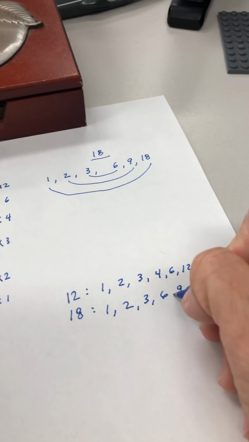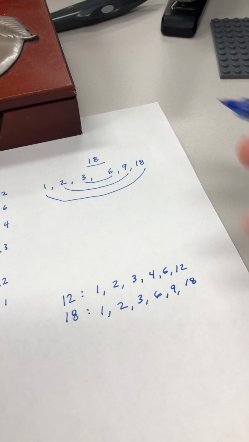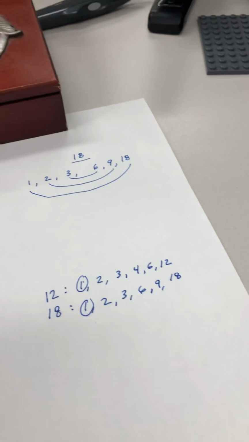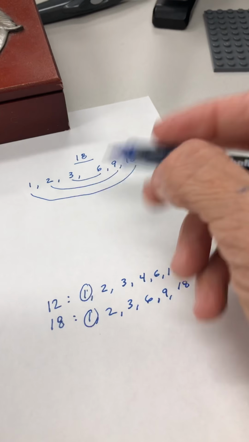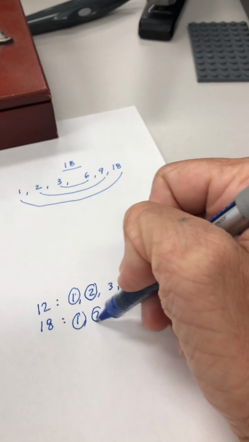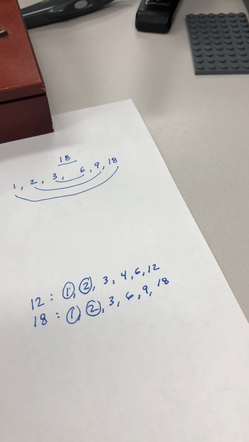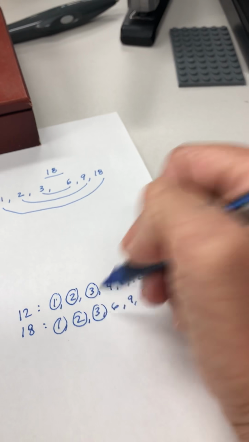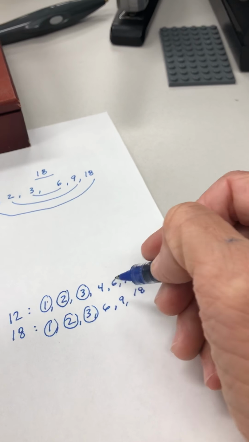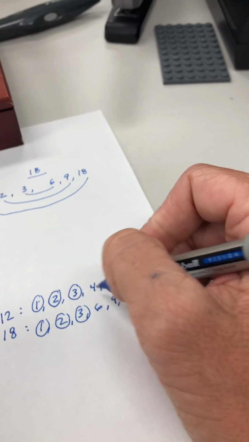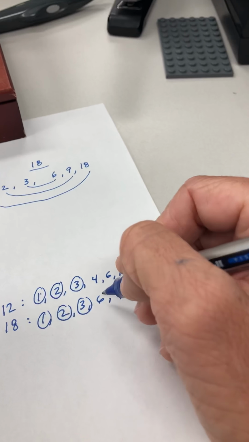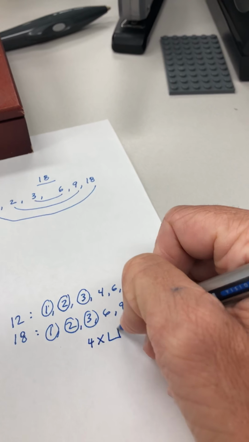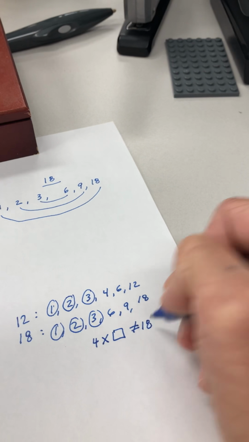Okay, and then I would go through and I would say, what numbers are common factors of both of these? 1 is always going to be a common factor of every number, because all numbers can be multiplied by 1. Even numbers will always have 2 as a common factor, because even numbers can always be split in half and are divisible by 2. Both of these have 3 as a common factor. They do not have 4 as a common factor, because I can do 4 times 3 to make 12, but I cannot do 4 times any number to make 18. Okay, 4 times some number will not equal 18.